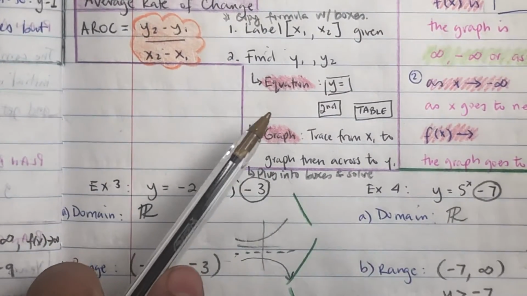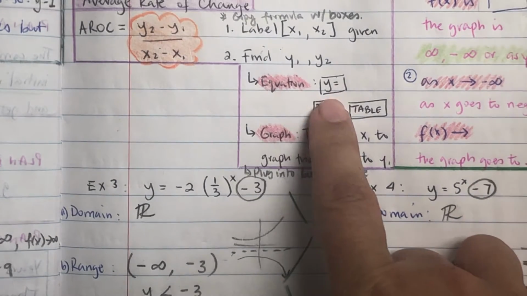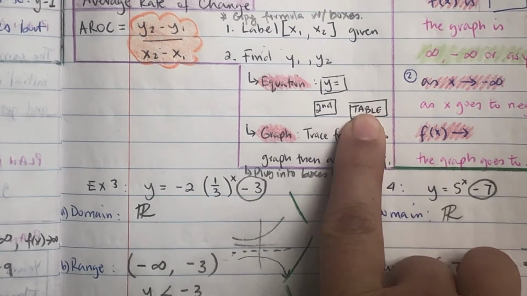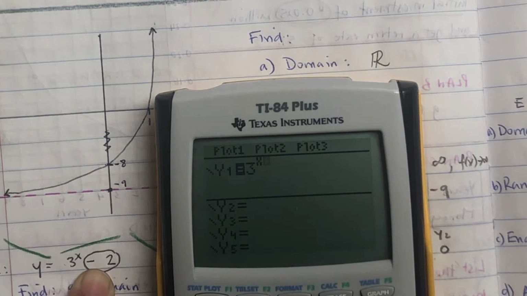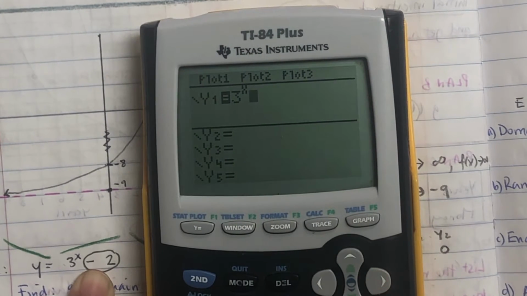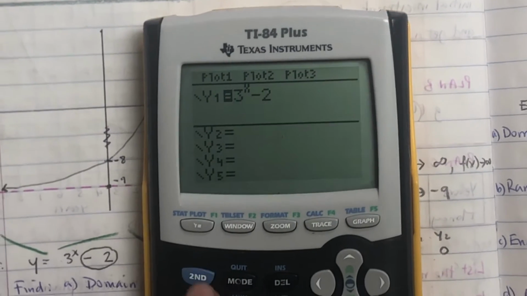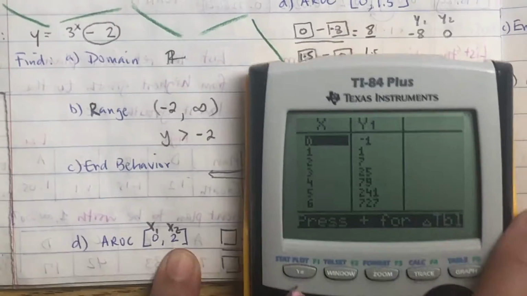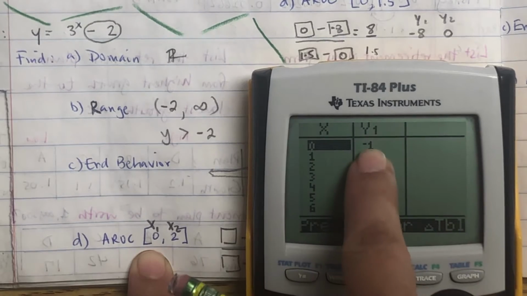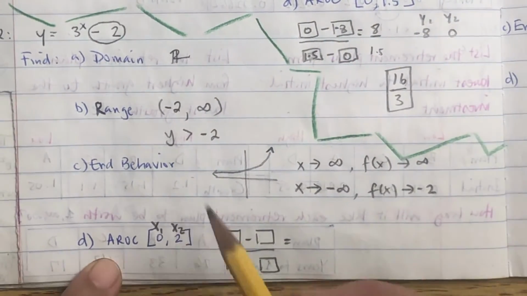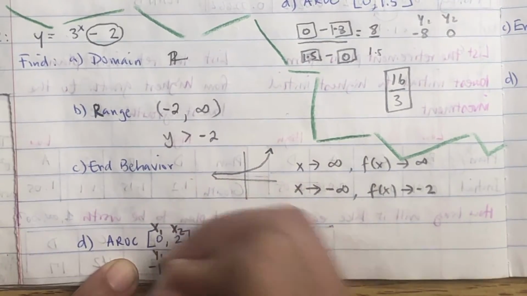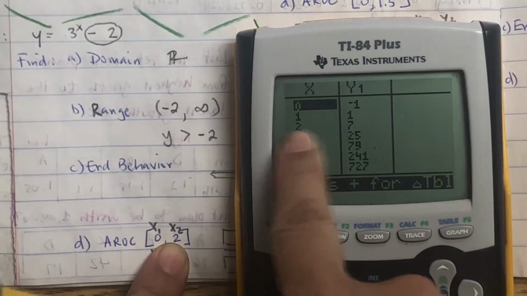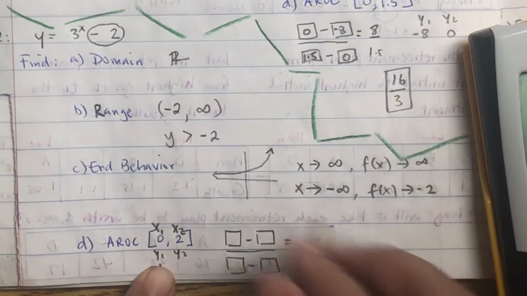Is it an equation? Yes. If it's an equation, you can go y equals, then hit second table to get your values. So 3 raised to the x. Make sure you press the side arrow to get out of it. And then -2. So hit second table. So x1 is 0. What's y1? -1. So now we're labeling y1, y2, and that's going to be -1. And when x is 2, y is 7.